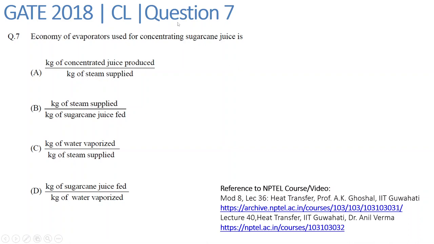So the first one is question number 7 from GATE 2018 Chemical Engineering, and the subject is heat transfer. The question is: the economy of evaporators used for concentrating sugarcane juice is dash. So basically we have to define how the economy of an evaporator is calculated. Does anyone amongst you know the correct answer? How do we define economy of the steam evaporator? You can write in the chat box or speak up.